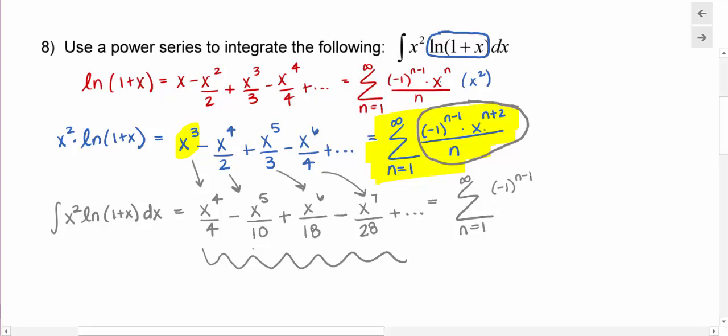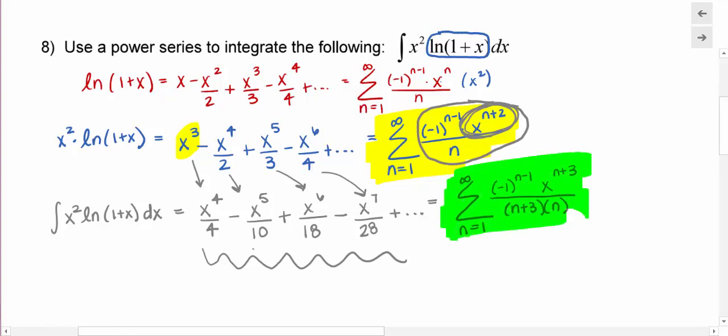But this x, I am doing an antiderivative with respect to x. So here's where my power rule is going to occur. My base stays the same. I add 1 to my exponent, so now it becomes n plus 3, and I divide by that same quantity, and I had an n already down there. And that's it. There's my new power series. I also need to put a plus c in front.